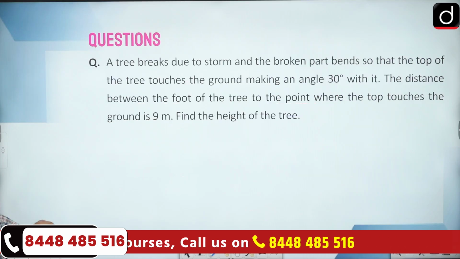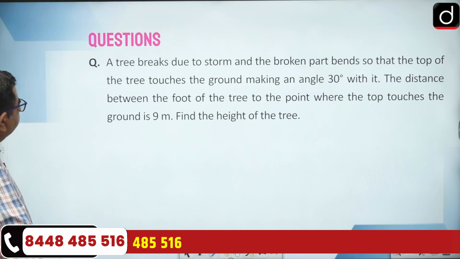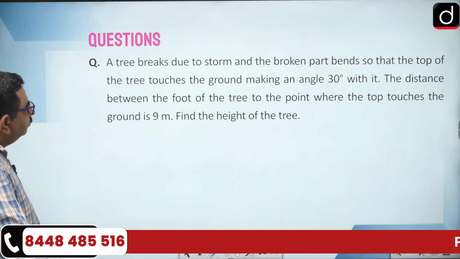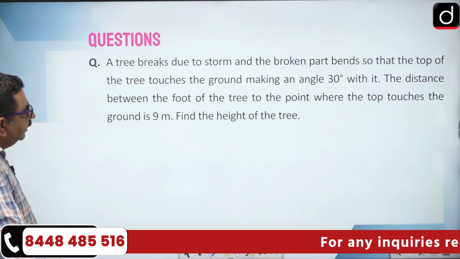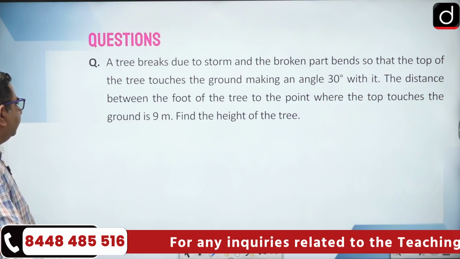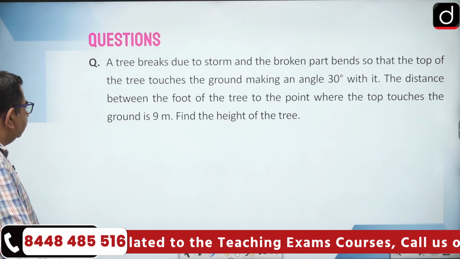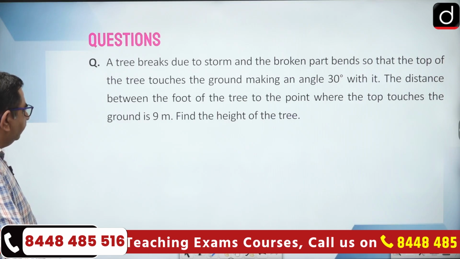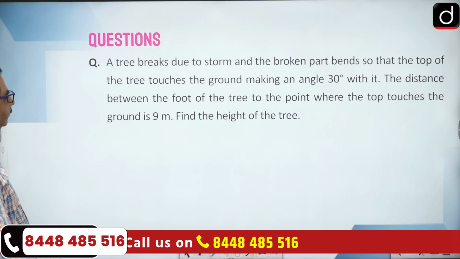Now let's try another question. A tree breaks due to a storm and the broken part bends so that the top of the tree touches the ground, making an angle of 30 degree with it. The distance between the foot of the tree and the point where the top touches the ground is 9 meter. Find the height of the tree, right?